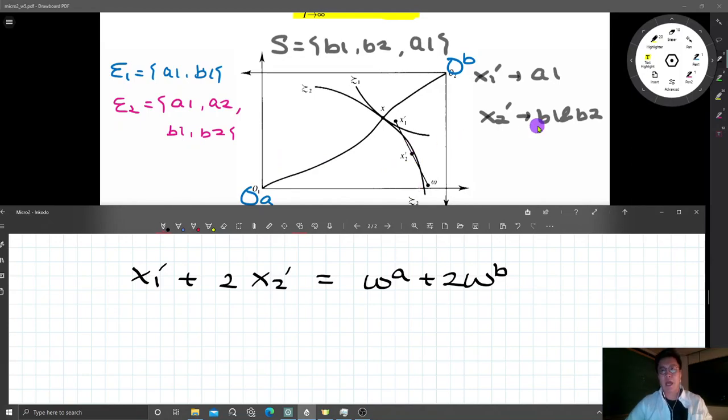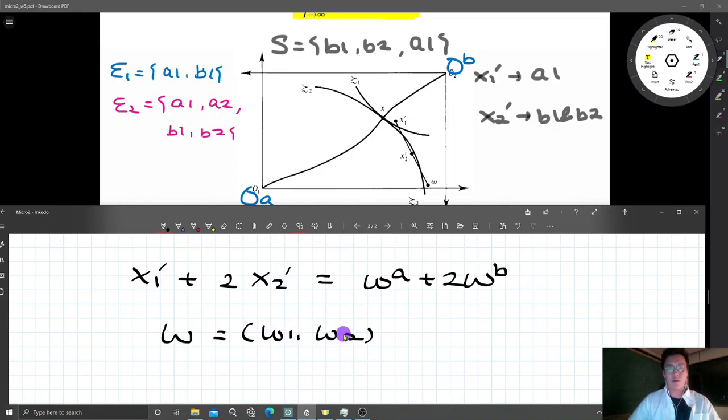because X2 prime is the allocation for type B. So we have to use this origin when we read this allocation. But if we think about the size of this box, the size of this box is given by omega. So omega is omega 1 and omega 2, the total endowment of each good. So the length of this box is omega 1, height is going to be omega 2.